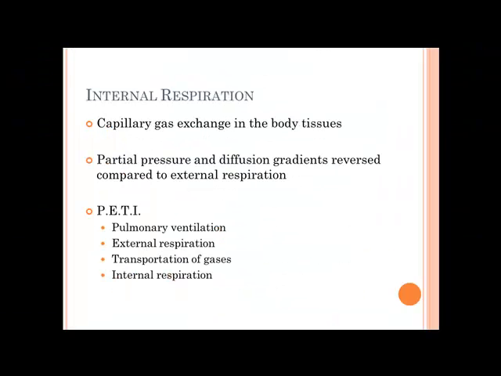Next one, internal respiration. Here's petty. I finally wrote it on the slide, huh? So pulmonary ventilation, external respiration, transportation of gas, internal respiration. So we're at our transportation of gas. Now we've carried our blood to our tissues, and we want to drop off oxygen at the tissues, and we want to pick up carbon dioxide. So this will be capillary exchange in the body tissues. Partial pressure and diffusion gradients are the exact opposite of what they were in external respiration.